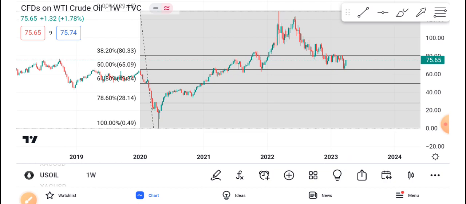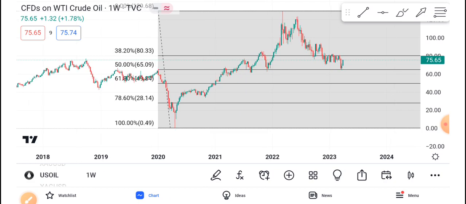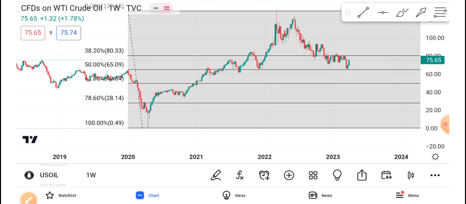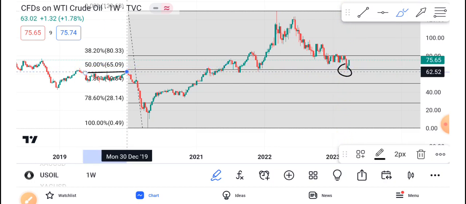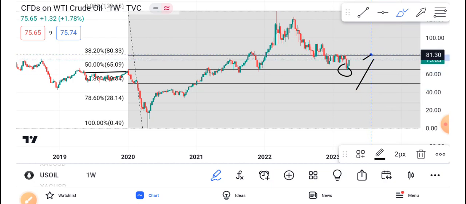Like I have told you, retracement generally takes place till 50% of the swing or till 61.8%. These are the two popular levels where price comes and retraces from. As you can see, price came down and touched this 50% level, which is near 65, right? Price touched this level, and from there price has begun to rise.